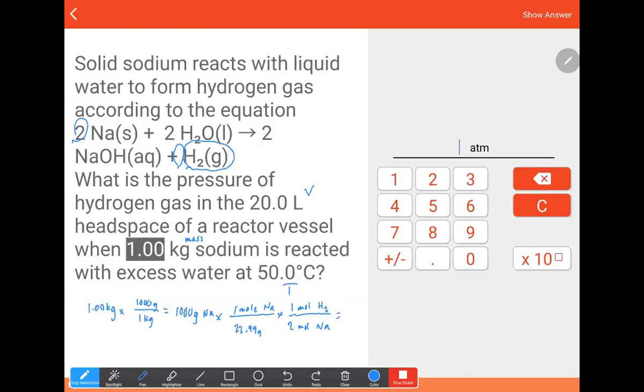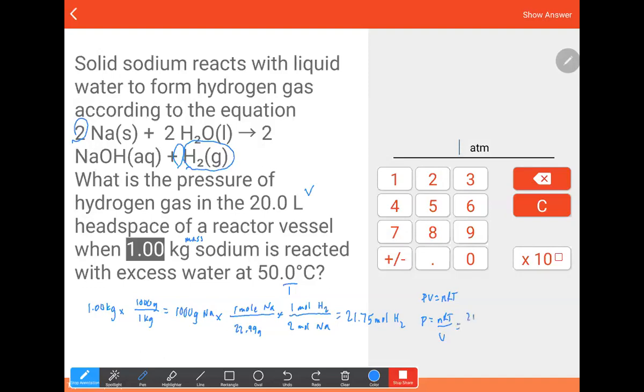So we have 1,000 divided by 22.99 divided by 2. We get 21.75. I'm going to keep an extra digit for right now. Moles of H2. Now I got to rearrange my ideal gas law to solve for P. So I have PV equals nRT. I'm going to make that P equals nRT over V.